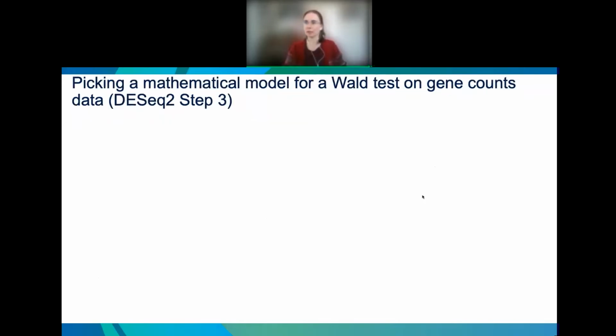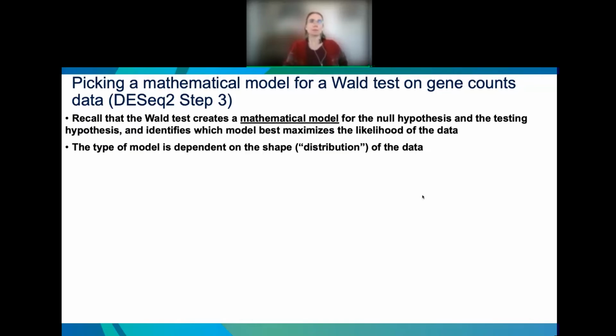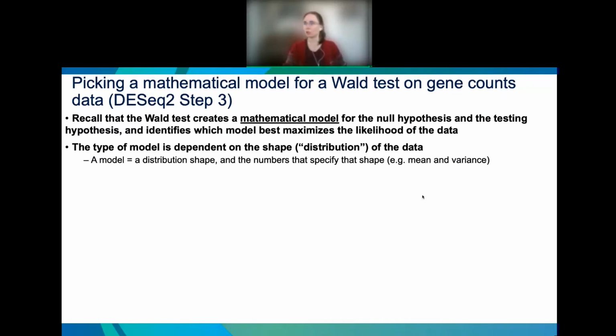All right, so finally, I made a big deal about how the Wald test generates a mathematical model for the null hypothesis, like this is what the data should look like if the null hypothesis is true, and similarly generates a mathematical model for the alternate hypothesis. This is what it would look like if the alternate hypothesis were true, and then it compares both those models to what the actual data look like. Now, the Wald test has to use a baseline mathematical model to generate its specific models for the comparisons. So the type of model that the Wald test uses is dependent on the shape or the distribution of the data. While each data set is slightly different, RNA sequencing data tends to have the same shape overall.